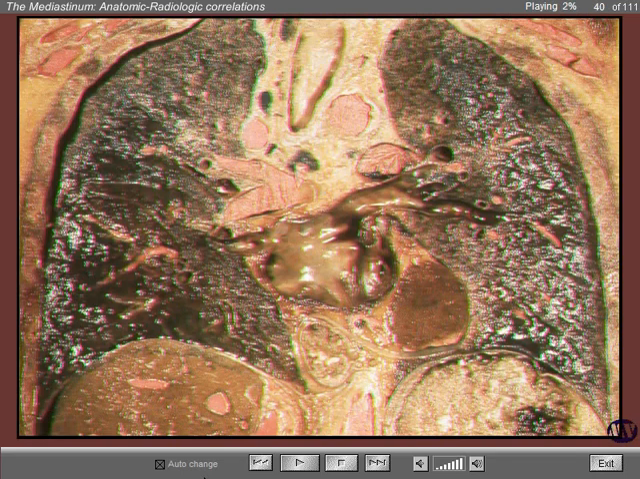A cast corrosion preparation with a section that was obtained at the level of the trachea. We can see to the right of the trachea a vascular arch that represents the arch of the azygos vein. To the left of the trachea, we see two arches. The superior one represents the transverse portion of the thoracic aorta, and the inferior arch represents the left pulmonary artery.